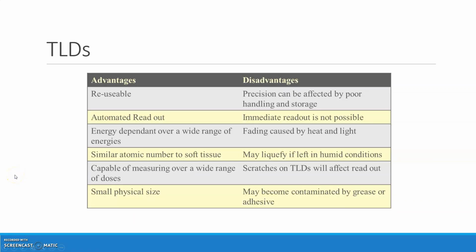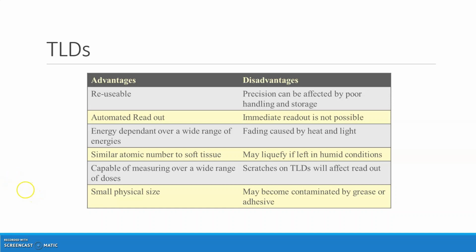Okay, so what about pros and cons of these? Well, it's fairly cheap. Actual TLDs themselves are really cheap, but you've got to then go ahead and reuse them. So they are reusable. And to do that, you need to heat them up to a high temperature over a long period of time to anneal them, and then they can be reused. That's actually quite a costly process in terms of the ovens that you need for that.